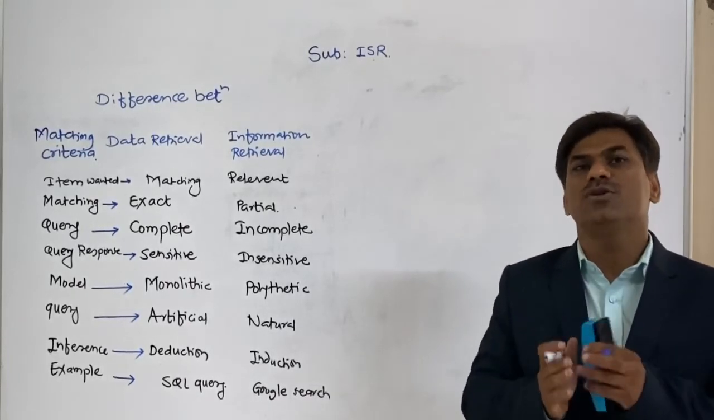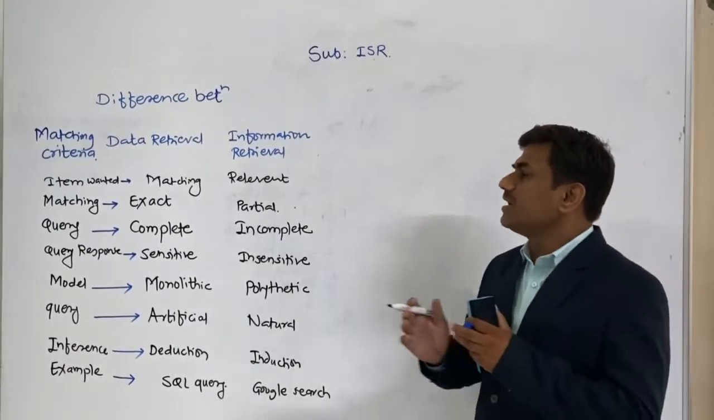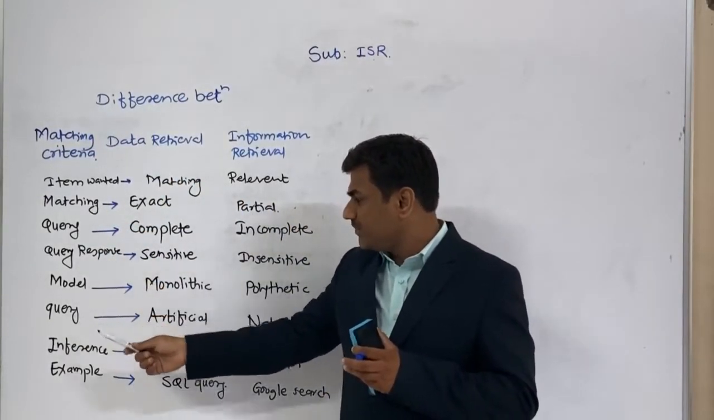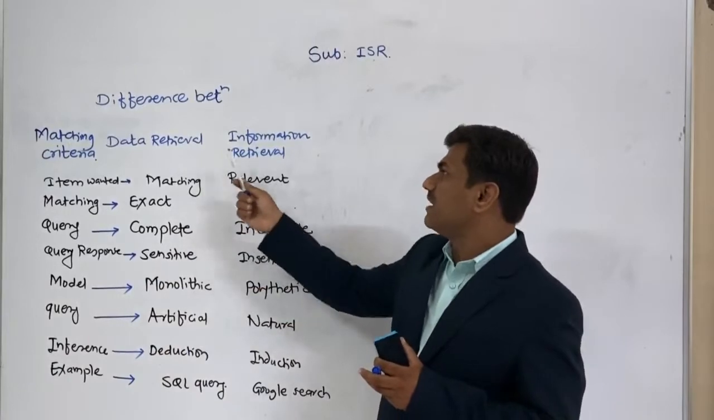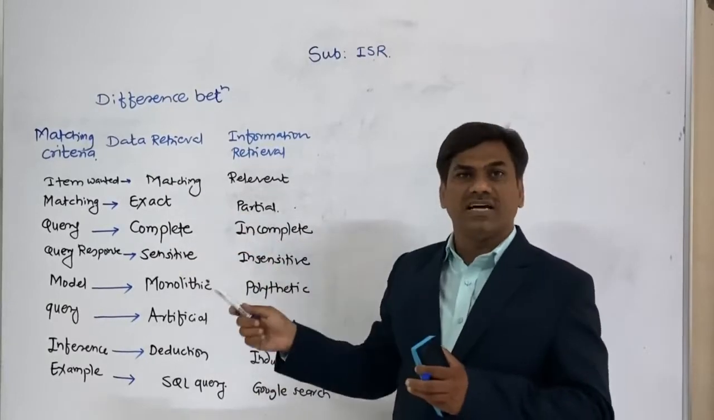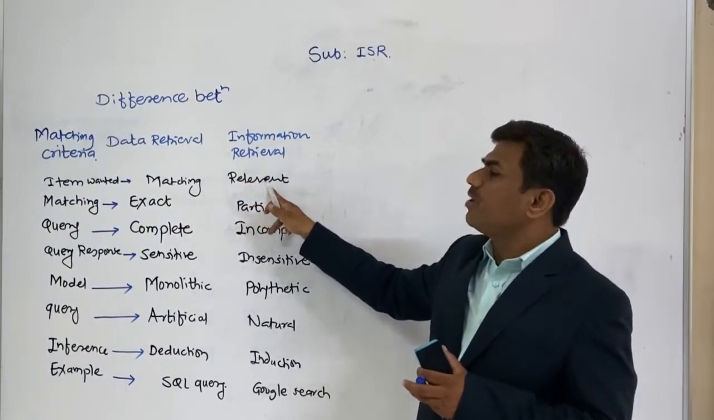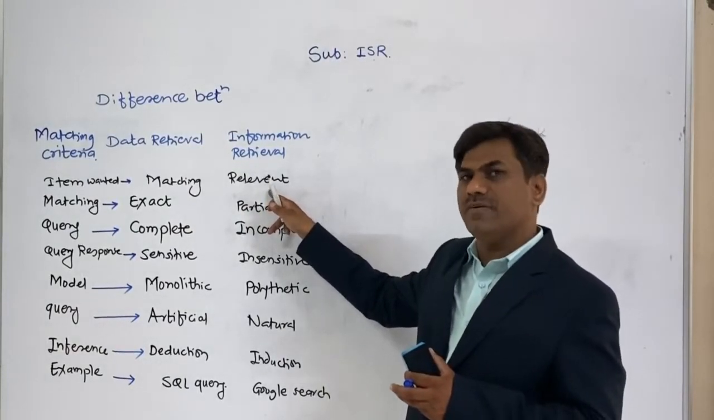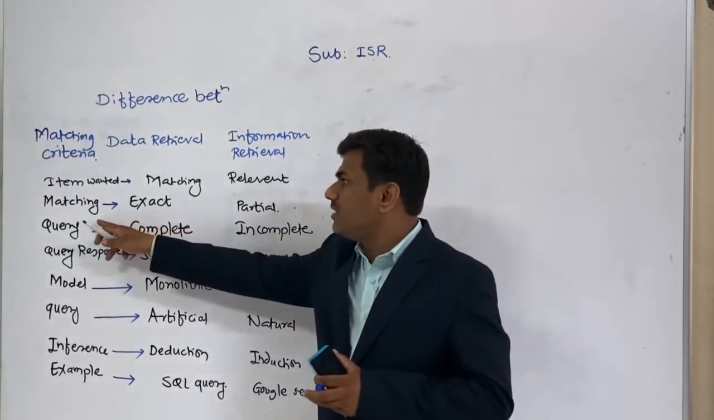So here today we are going to see the difference between data retrieval and information retrieval. Here these are the matching criteria: item wanted, matching, query, response, model, query, inference, and example. And these are the points of differences between data retrieval and information retrieval. The very first point, item wanted. Here in data retrieval we want exactly matching items, and in information retrieval we want the item relevant. Even if we don't get matching answers, but if we get a relevant answer, then also we are satisfied.